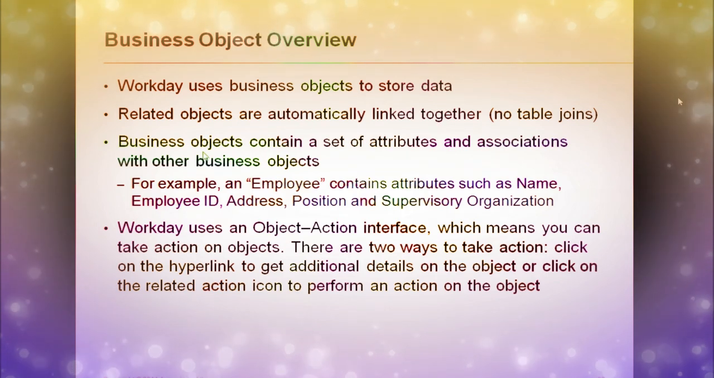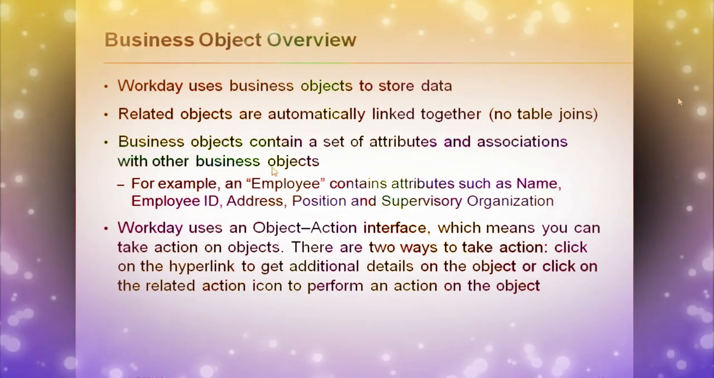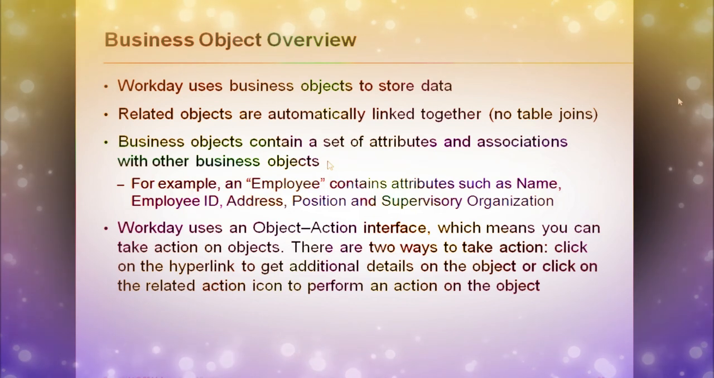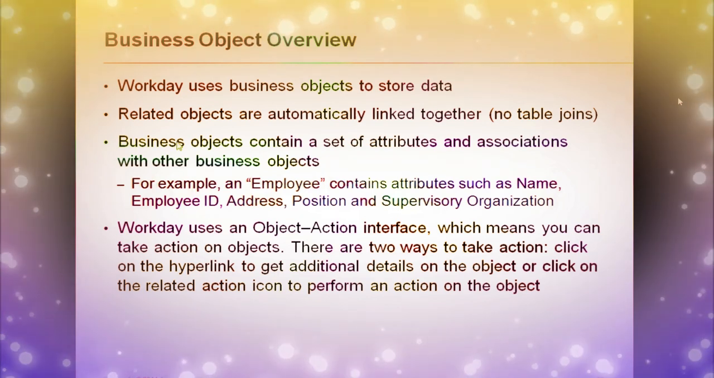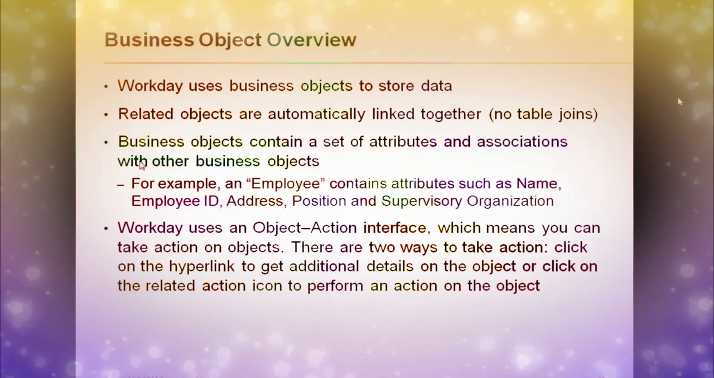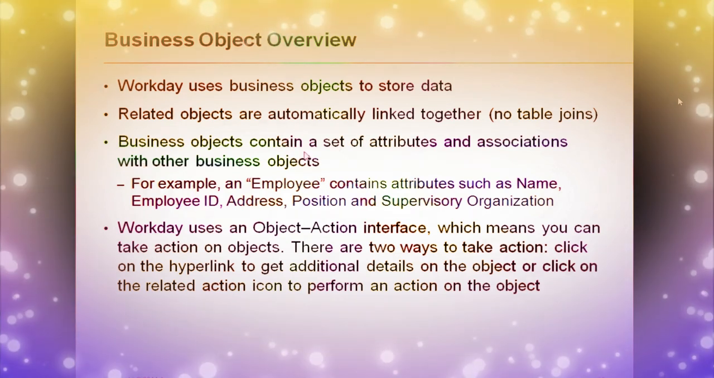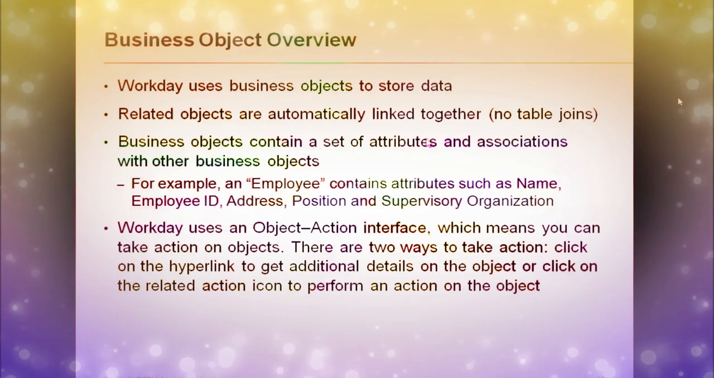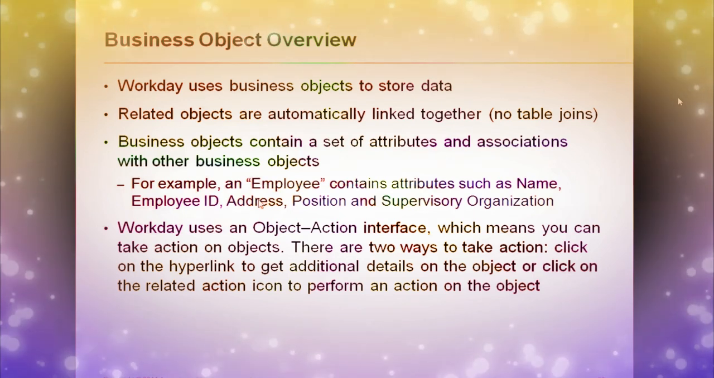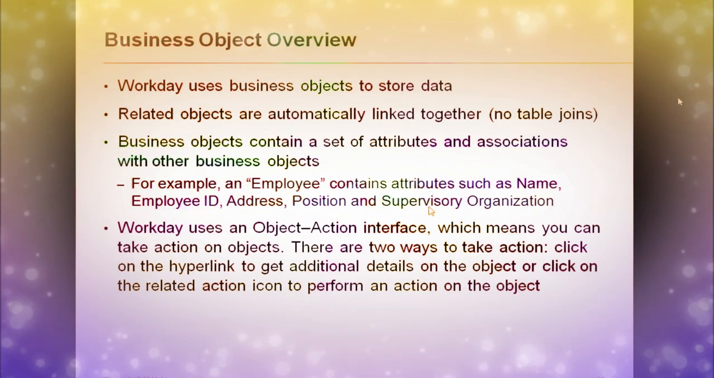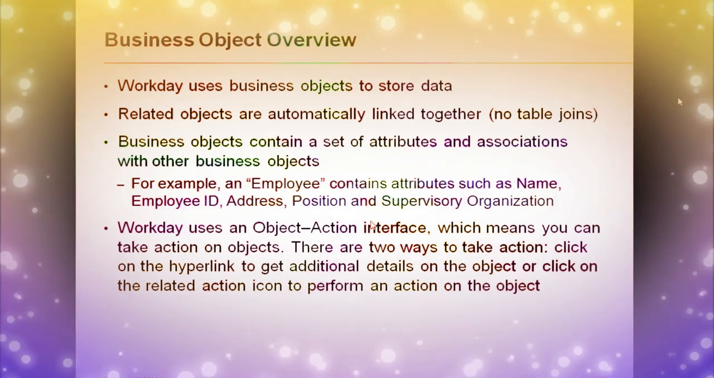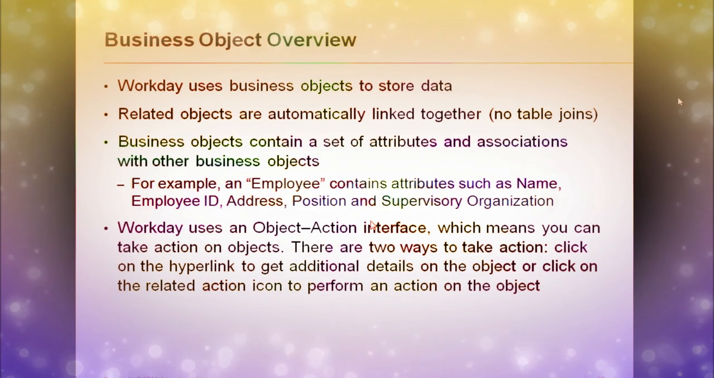Business objects contain a set of attributes and associations with other business objects. So take for example the one business object we check: it is not only that, it is also associated with other business objects, like maybe the supervisory organization. When we click on the supervisory organization, that opens and gives us the information of the other object. So all are interrelated and associated.